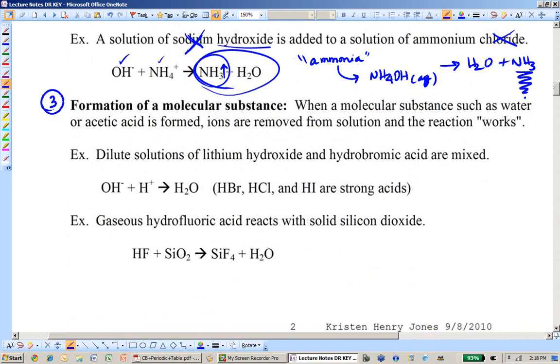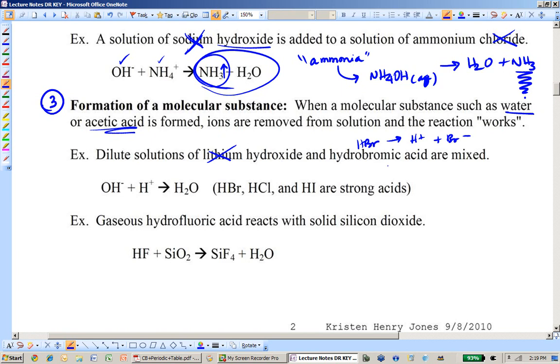The third driving force is the formation of a molecular substance. So when a substance such as water or any weak acid like acetic acid, any acid that's not in our list of 6 is considered weak. So when that is formed, ions are removed from solution and the reaction actually works. So dilute solutions of lithium hydroxide and hydrobromic acid are mixed. So I'm thinking HBr, that's a strong acid, so that means it exists this way. And I have a 1A metal, so that's not going to participate.